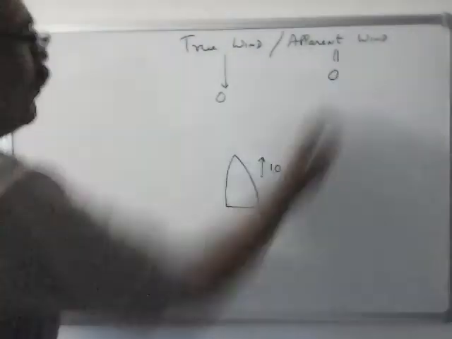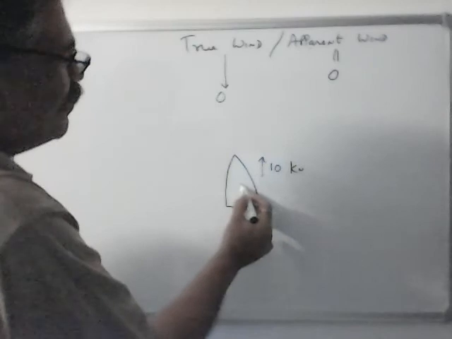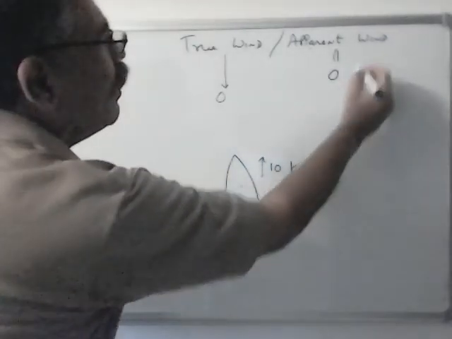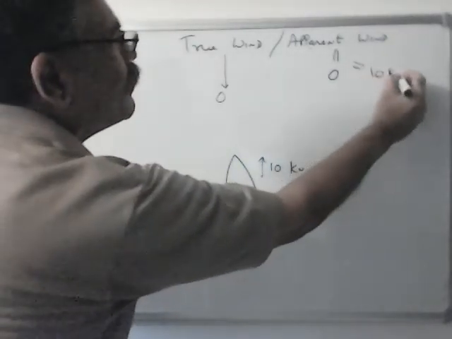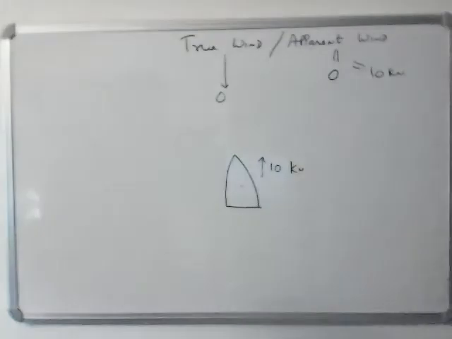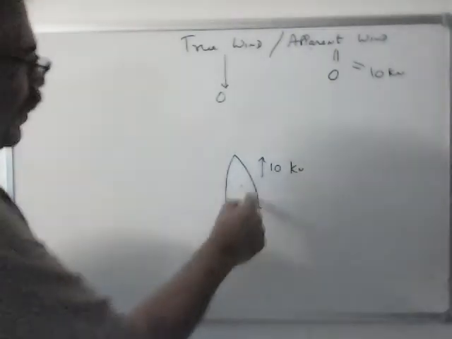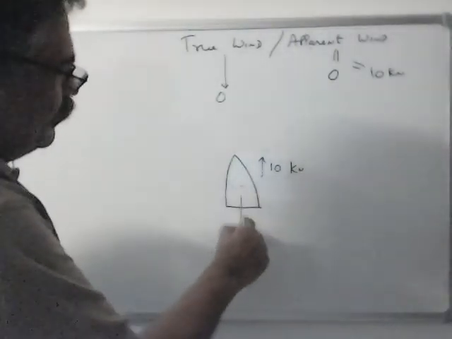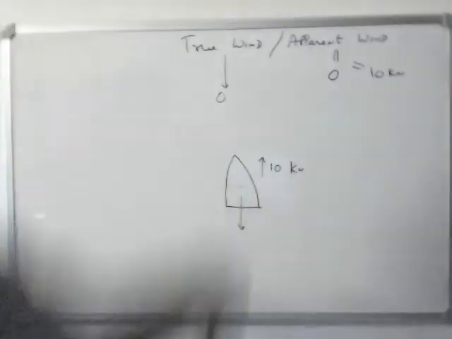So apparent wind will be how much? What is the wind you will experience on the ship? It will be 10 knots, and its direction will be northerly, coming from north going to south.